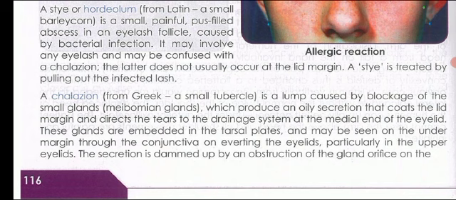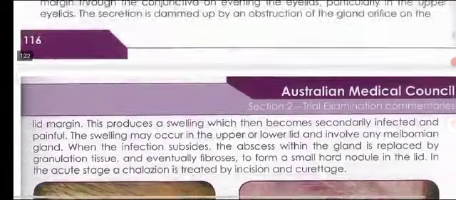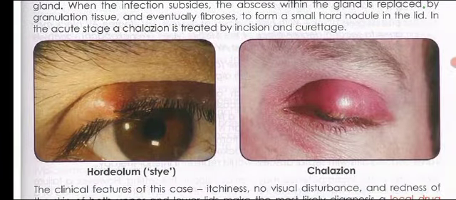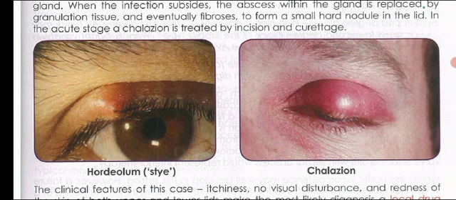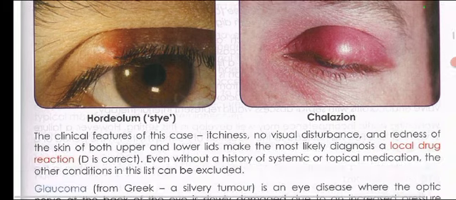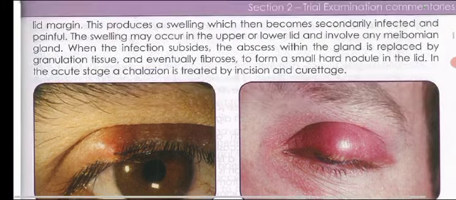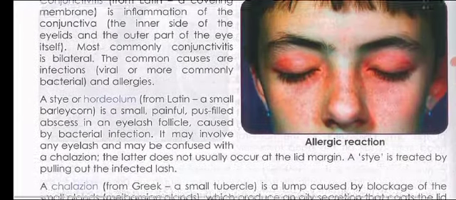A chalazion is a lump caused by blockage of the small glands, the meibomian glands, which produce an oily secretion that coats the lid margin and directs the tears to the drainage system at the medial end of the eyelid. So here we can see the picture of the chalazion and the stye. So this is a very clear difference in how we can diagnose and differentiate the chalazion and the hordeolum. So here the answer is the local drug reaction.